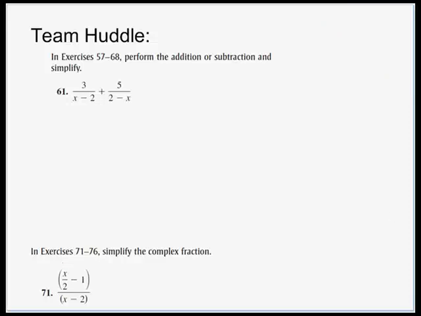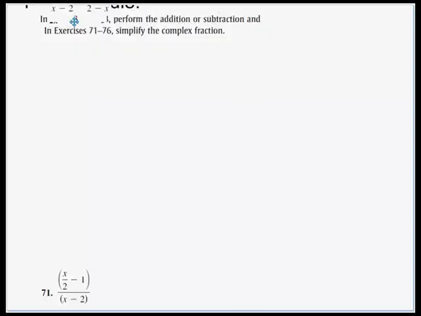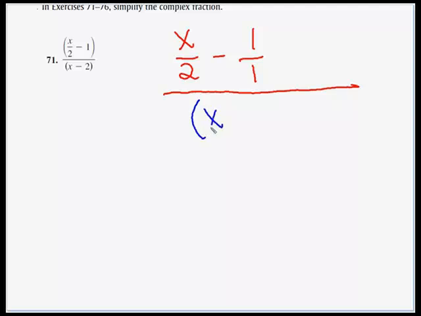And the last one, complex fraction. Get some of this out of the way here. All right, I'll use red for the numerator. So here we have x over 2 minus 1 over 1. Denominator is x minus 2, and I'll put that over a 1. So we really only have to deal with that numerator. This will be a little easier than some of the examples.